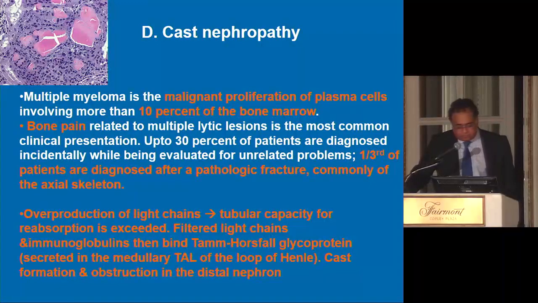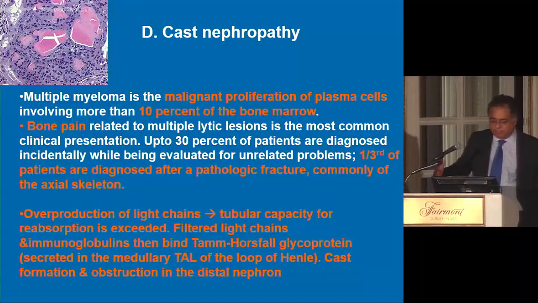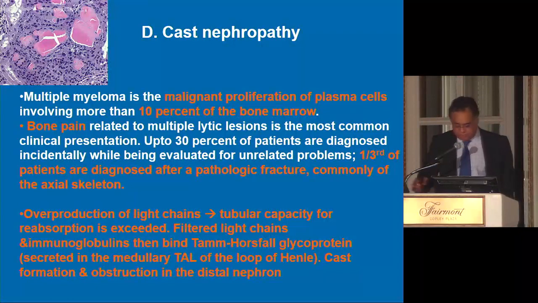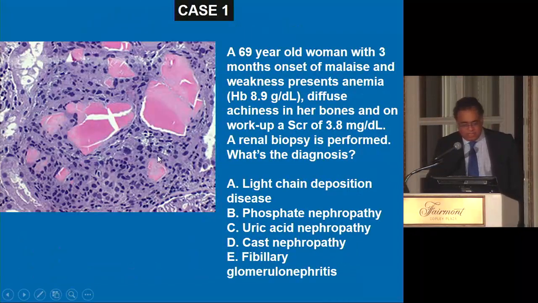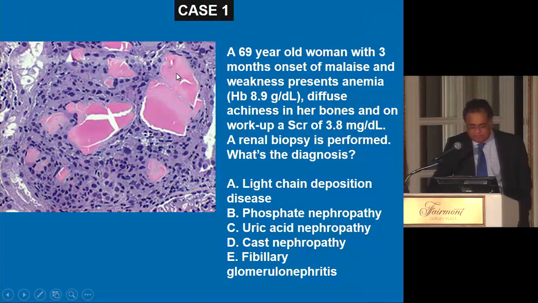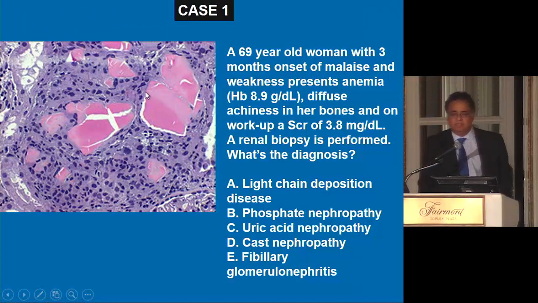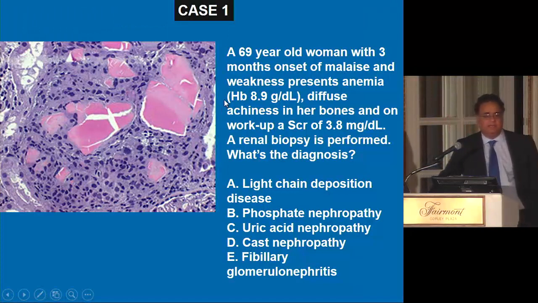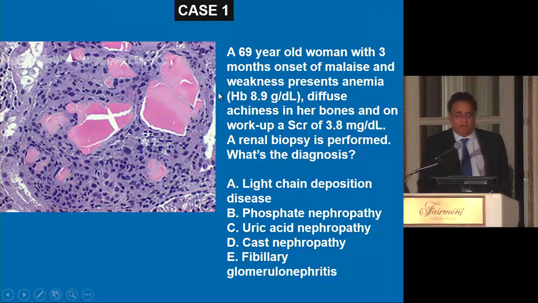The overproduction of light chains results in tubular capacity for reabsorption being exceeded, then filtered light chains and immunoglobulins bind to Tamm-Horsfall glycoprotein, and cast formation with obstruction occurs in the distal nephron. And if I go back and show you, these tend to be this material here in the tubules, and they have this fractured appearance to them. That's typical. So when you see this fractured appearance like this, there's only one thing you should think about, and that's cast nephropathy in patients with myeloma.